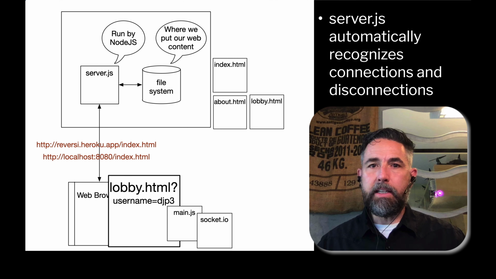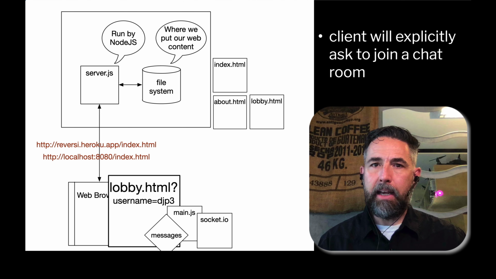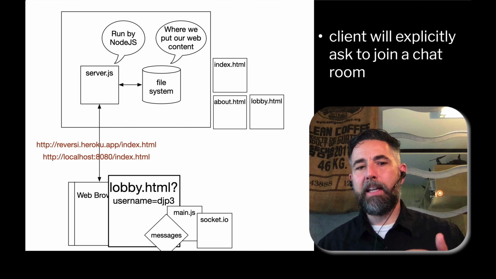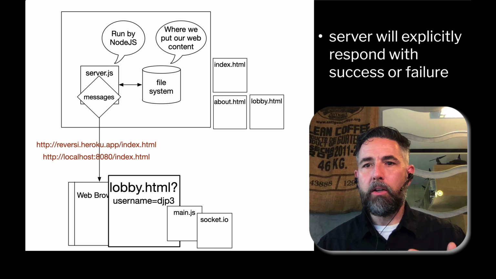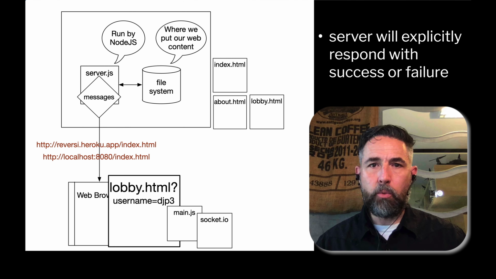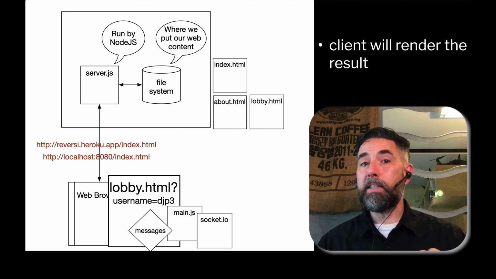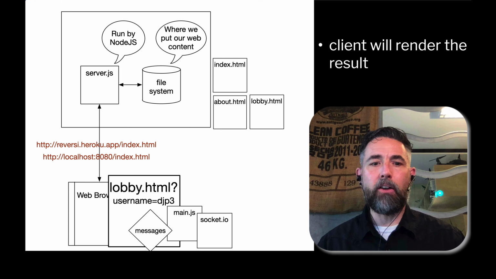What we're going to do, in addition to this, after we've made that connection, is explicitly send a message from our code to the server asking to join a chat room. And if everything goes well, or if it doesn't go well, the server will respond with the result of that joining. Our client will receive that result and render it. All right, so let's tackle that one at a time.